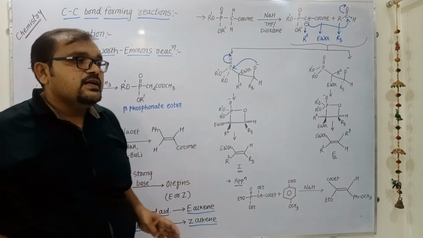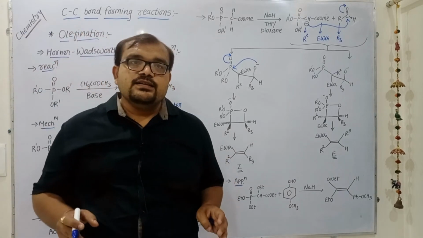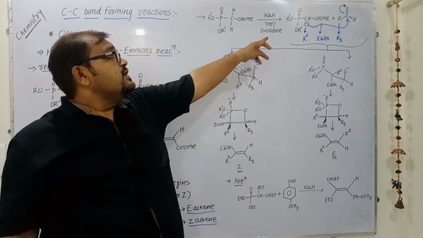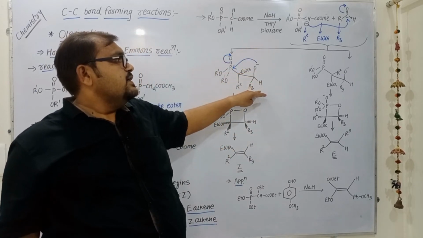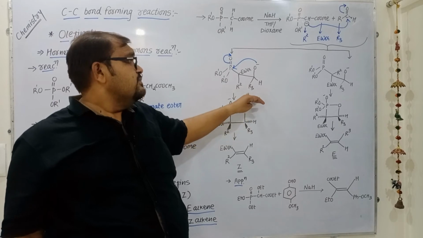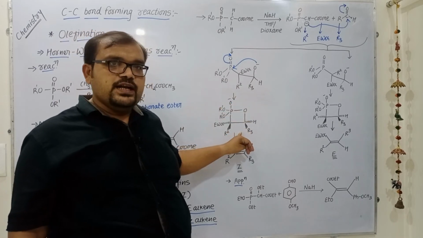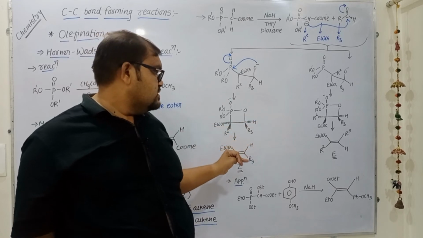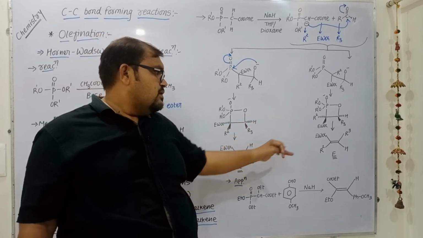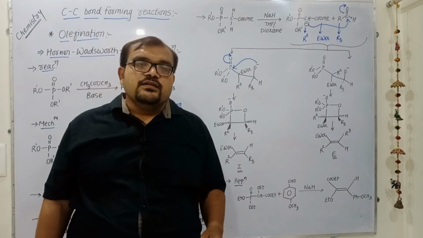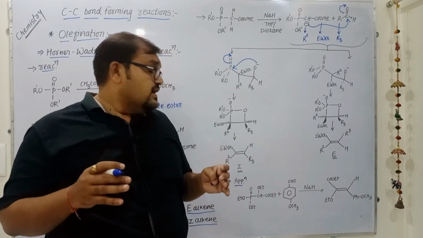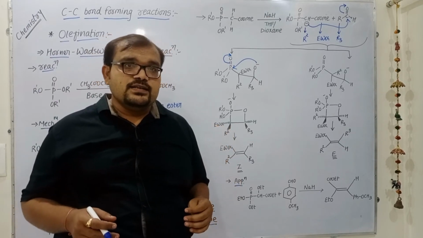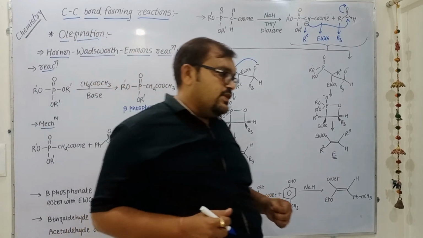Now the intermediate stage will remain the same as we obtain in the case of Wittig, that is, after attack we will get a charged intermediate, that is betaine, then it will be converted into oxaphosphetane, and decomposition of the oxaphosphetane ring will give us either Z or E alkene as a product. So in this way we can easily define the Horner-Wadsworth-Emmons modification reaction for olefination.